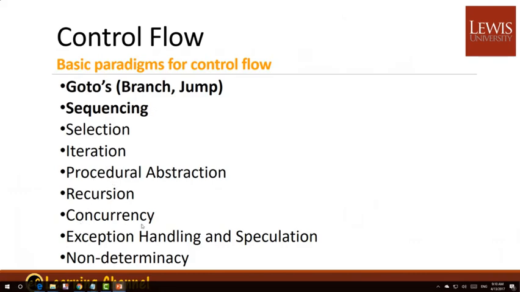And then we have concurrency, that is actually multi-threading handling, and we have exception handling and speculation. And we also have non-determinacy. These are more advanced topics. We will talk about concurrency in chapter 13. And I believe we handle exception handling in chapter 9, the procedures. And non-determinacy actually talks about random or some different type of control that is not deterministic.